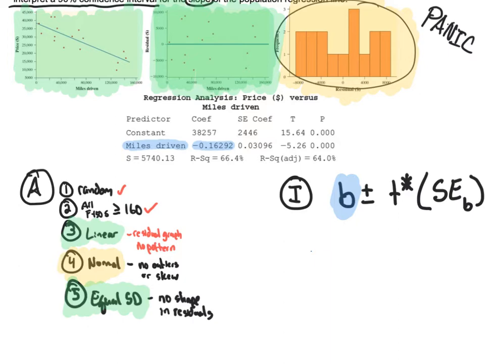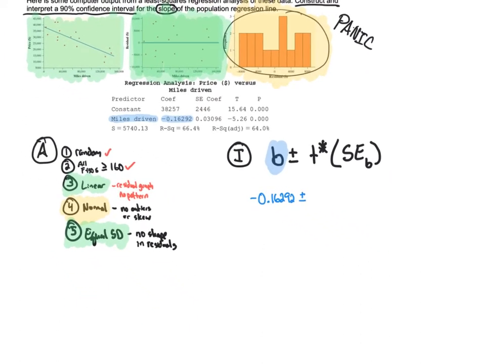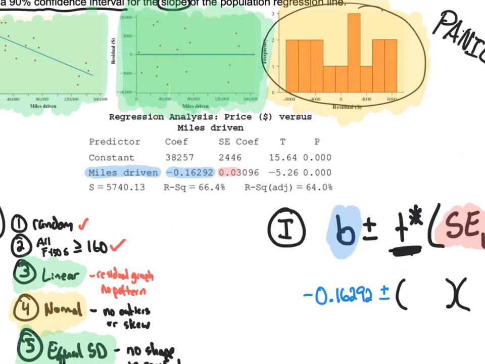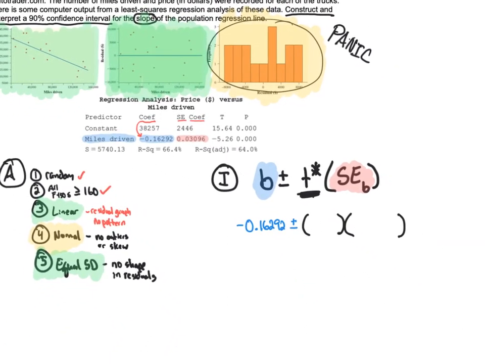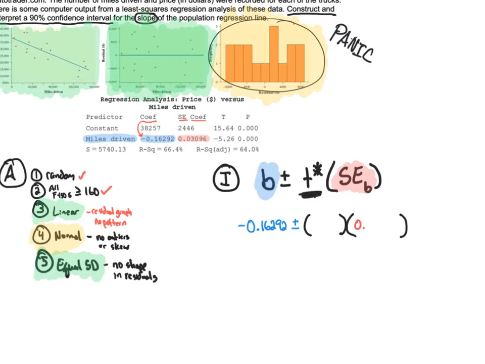So right now, let's write it as negative 0.16292. Go ahead and use the actual numbers that they give you there. The t star value we're going to have to look up in just a second, but I will come back to it. I'm going to leave a gap to come back to it. Standard error of b, check it out. This number right here, because it's listed under standard error of the coefficient. The coefficient we're talking about is the slope. So that is the standard error of the coefficient, and they've already done the calculation for me: 0.03096.